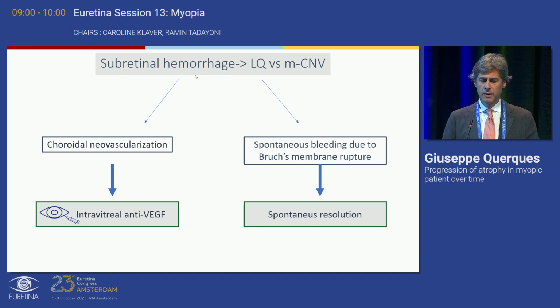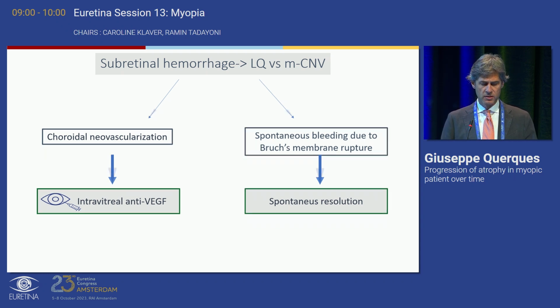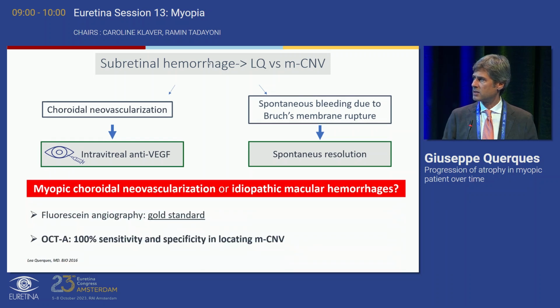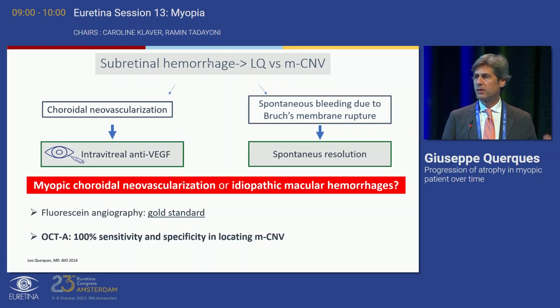Another important cause for development of atrophy, still associated with lacquer cracks, is the presence of bleeding. But bleeding could be simple bleeding because of lacquer cracks, or related to development of a choroidal neovascularization. Distinguishing between these two is extremely important because the approach is completely different. If we have new vessels with macular hemorrhage, we have to treat with anti-VEGF, while with simple bleeding, we just have to watch without treatment.